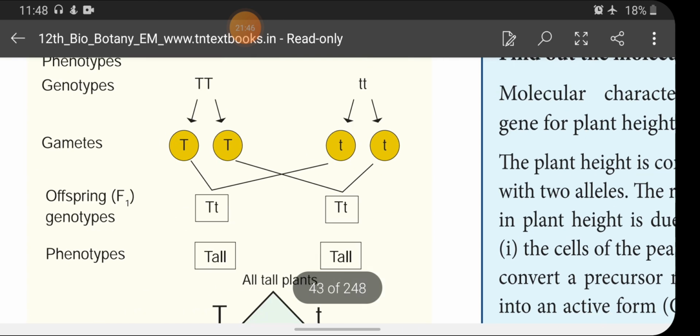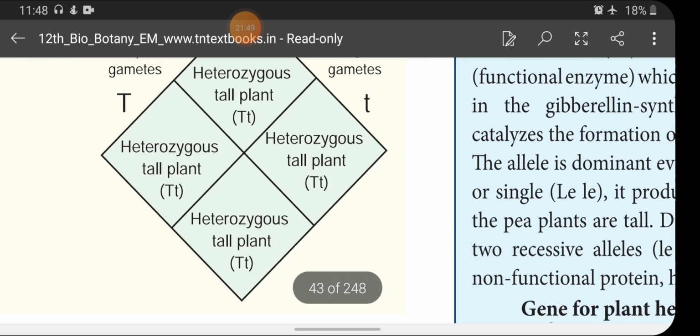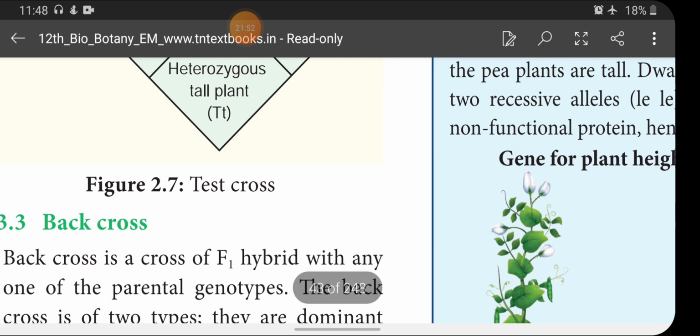And what will come if homozygous tall is test crossed, you can see that here as well. Next is back cross. I will continue back cross in my next class, and today I will finish with this. And the homework for you is: test cross and monohybrid cross are the two homework. Children, complete it and send it to me. Then I will start with back cross in my next class.